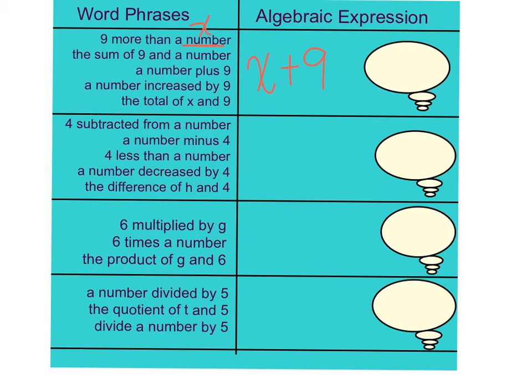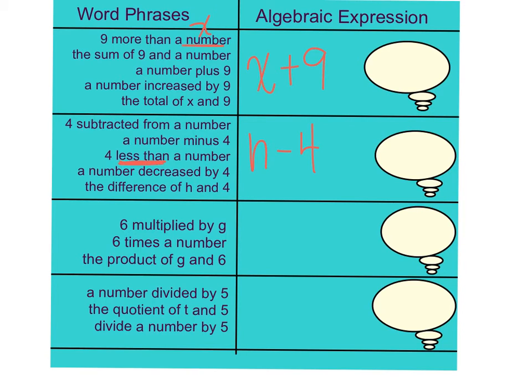4 subtracted from a number, minus 4, 4 less than, and I'm going to underline this real quick because we need to recognize those two words, a number decreased by 4, the difference of h and 4. So they're telling us that our number that we don't know the value of is going to be h, and we're going to subtract 4 from it. Let's look at the next one.